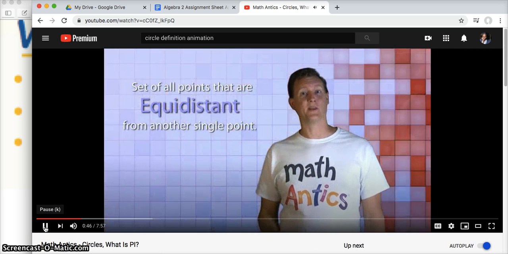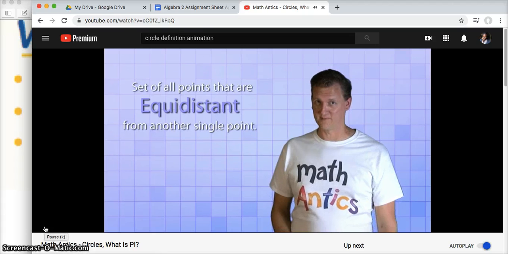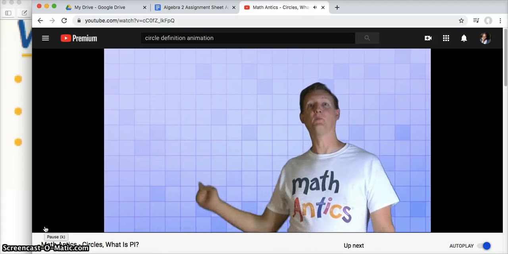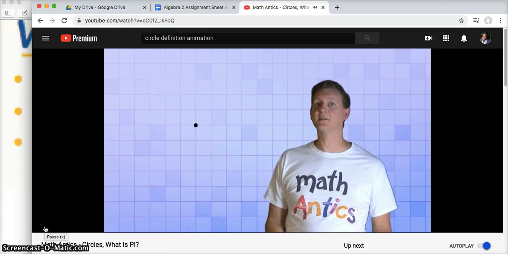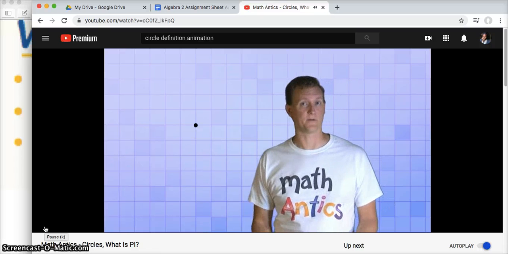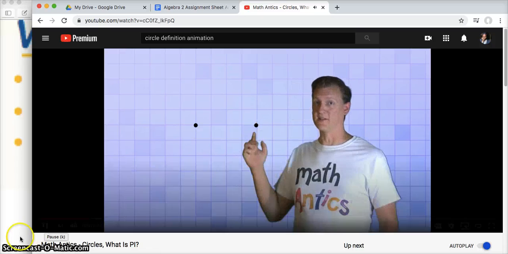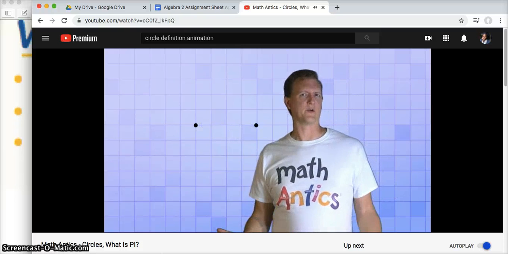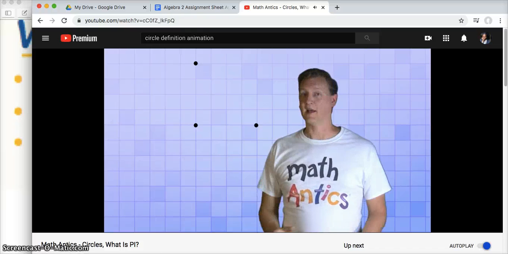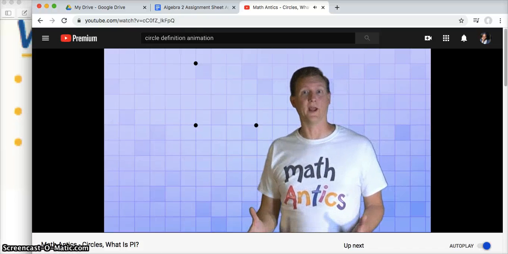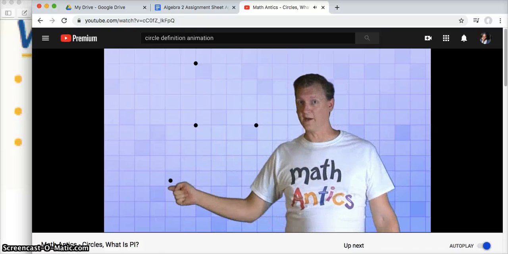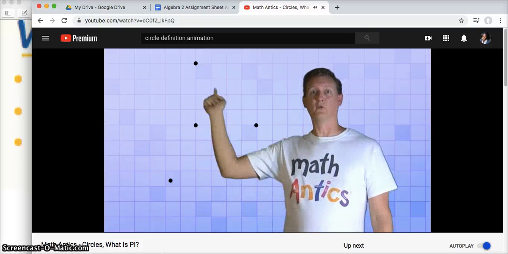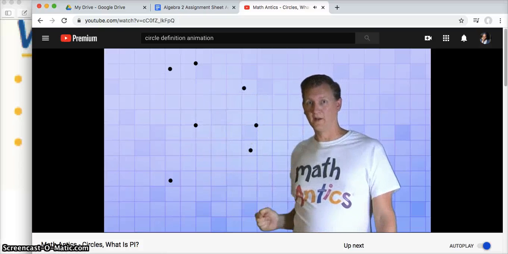And the best way to understand what that means is to see it in action. So, here's a single point to start with. And now, let's start drawing points that are equidistant from it. This point is a foot away to the right. Now let's make another point a foot away, but in another direction. Let's say up here. Now let's make another one, also a foot away, but in another direction, right here. Now let's make another, right here. And another.